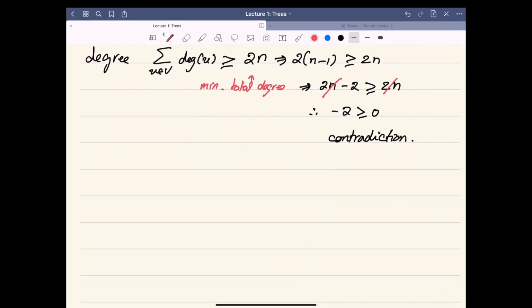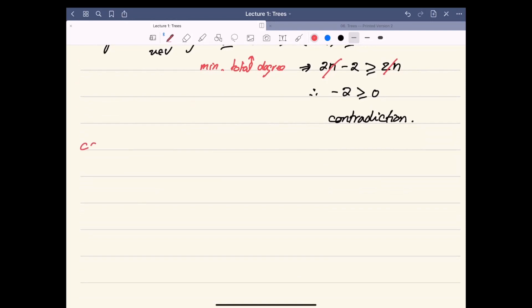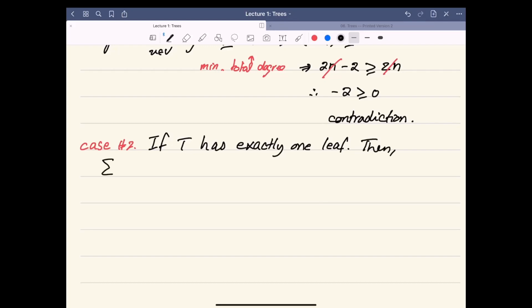For case number 2, if T has exactly one leaf, then the total degree, which is the summation over V belonging to capital V of the degree of the vertex, will be greater than or equal to, now we have exactly one leaf, so we will find the minimum total degree. So here is the minimum total degree.